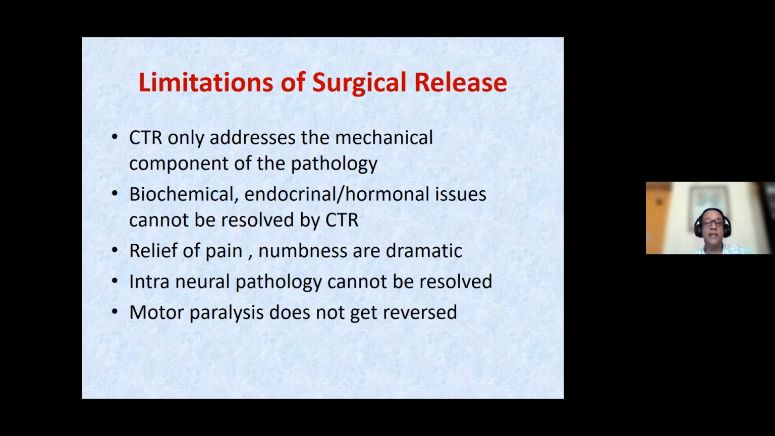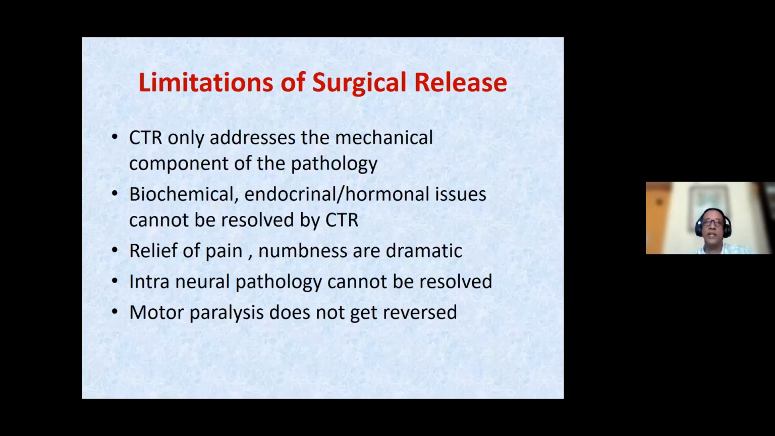However, if there is intraneural pathology, that obviously cannot be released by the carpal tunnel surgical release. However, as I said, we would sometimes try to do intraneural neurolysis. If that could help, it may help, but otherwise it's not guaranteed. And one thing which I tell my patients is that if there is a motor paralysis, as obviously seen by wasting of the thenars or loss of opposition, that could never possibly get reversed, because that's an actual nerve or neural damage which has already happened.